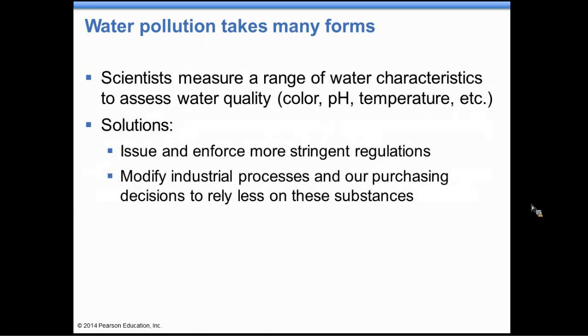Scientists measure a range of water characteristics to assess water quality, and this can be the color, the pH, the temperature, the dissolved oxygen, turbidity. There's a ton of variables and characteristics that we study. And solutions that we're looking at: we want to issue and enforce more stringent regulations. I believe DHEC has a large hand in the waterways in South Carolina. We modify industrial processes and our purchasing decisions to rely less on these substances. So maybe just buy a single water bottle and reuse it rather than just keep throwing them out.